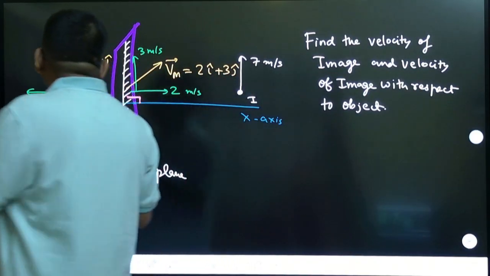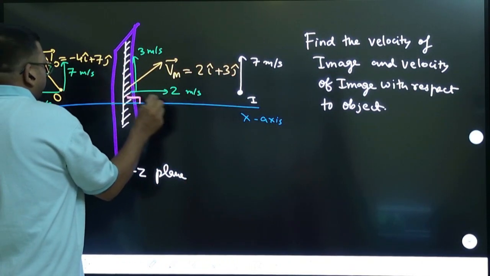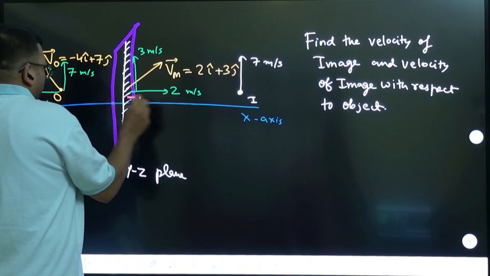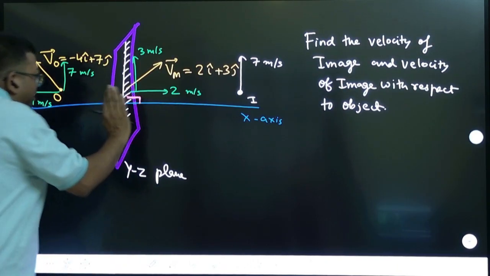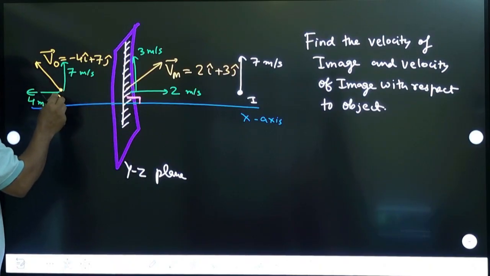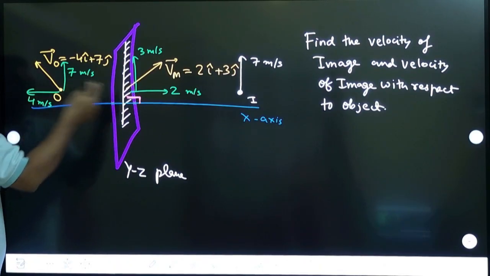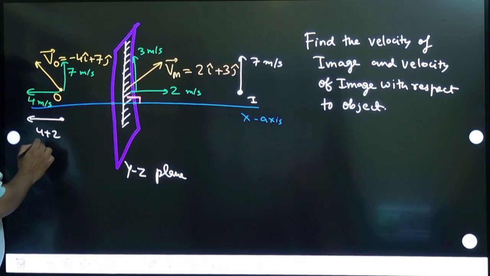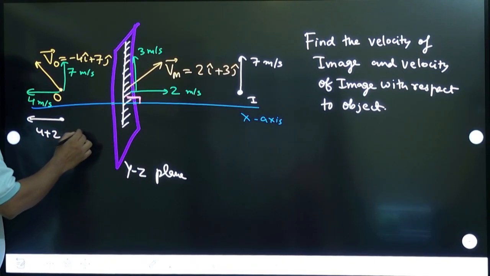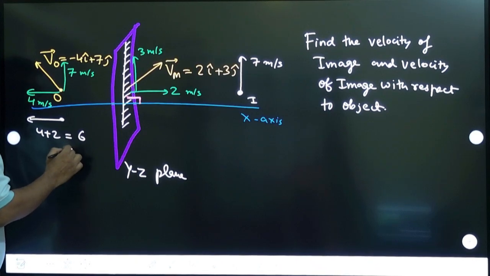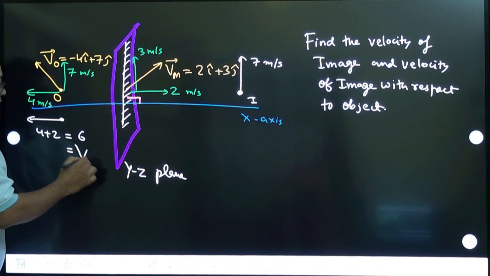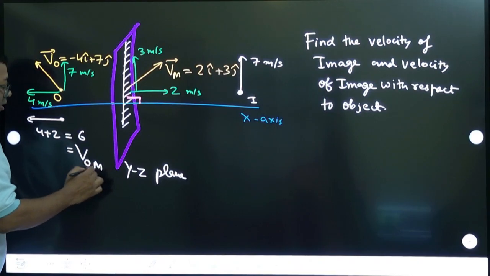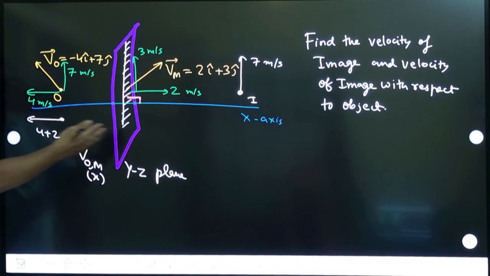Okay, so here see these two bodies are going in opposite direction. Correct? So relative to the mirror, it is going away with 4 plus 2, 6 meters per second relative velocity in this direction. This is the relative velocity, which is 6. So what is 6 here? 6 is the velocity of the object with respect to the mirror along the x direction, along the normal direction.